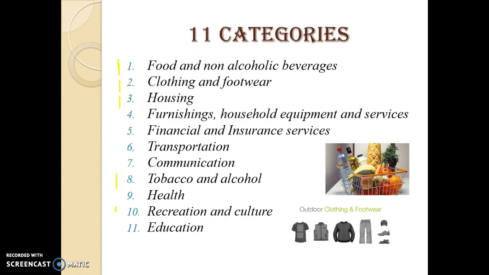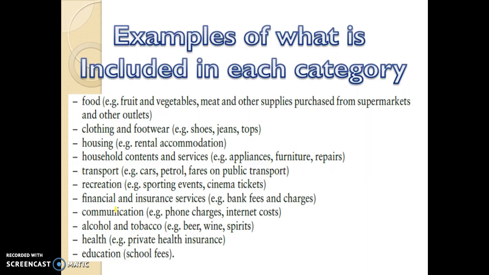So the 100,000 goods and services get placed into these 11 categories, and then we basically see whether these categories on average have gone up or down in price. So examples of what's included in each category. Well, within the food category, we're looking at fruit and vegetables, meats, all the food basically. Clothing and footwear, shoes, jeans, tops. Housing, the price of rental accommodation, so how much the average rent is. Within transport, you've got cars, petrol, fares, public transport. So basically, obviously within alcohol, we have beer, wine, spirits.